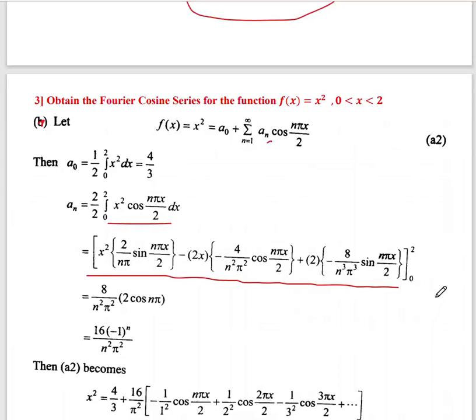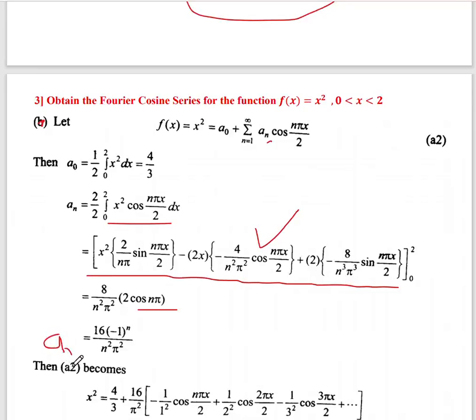So we will put upper limit minus lower limit. Sin 0 will become 0, so only the cos n pi x term will exist. After putting upper limit minus lower limit, you will get 8 upon n square pi square into 2 cos n pi, and cos n pi is minus 1 to the power n. So 2 into 8, that is 16, minus 1 to the power n upon n square pi square. Okay, so this is the value of a n.